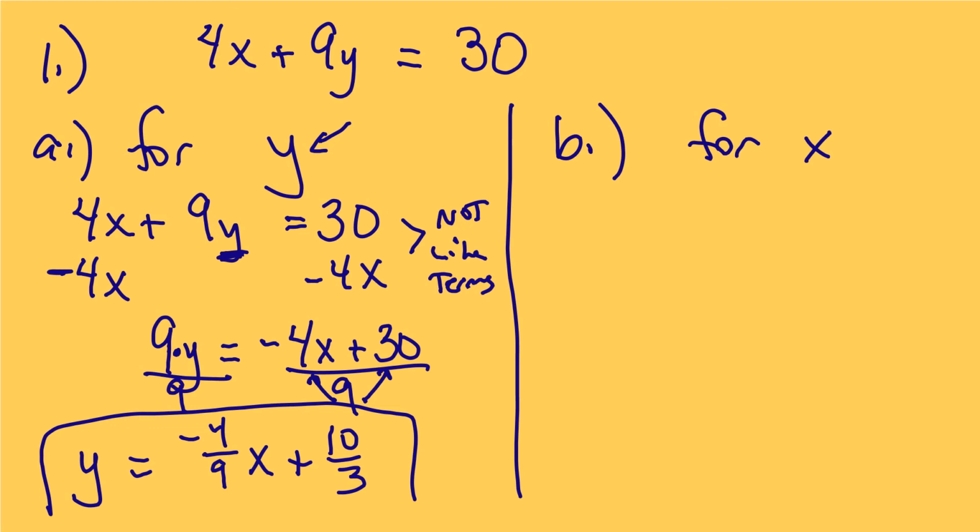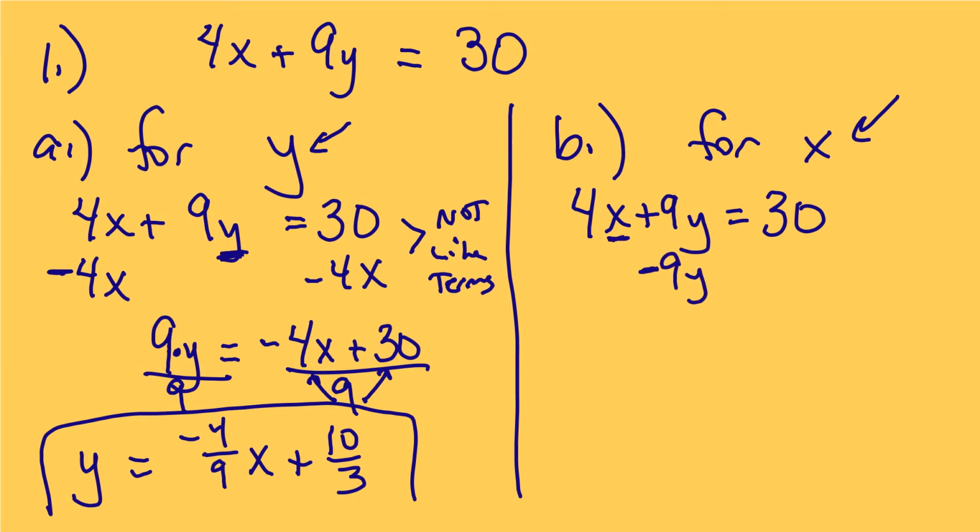B, exact same concept. 4x plus 9y equals 30. The only difference is I'm now solving for x. So I get rid of the 9y first, because I get rid of addition before I get rid of multiplication. Now remember, those are not like terms, so I have 4x equals minus 9y plus 30. You could write 30 minus 9y. I'm just going to leave it that way. I like having my variable first.